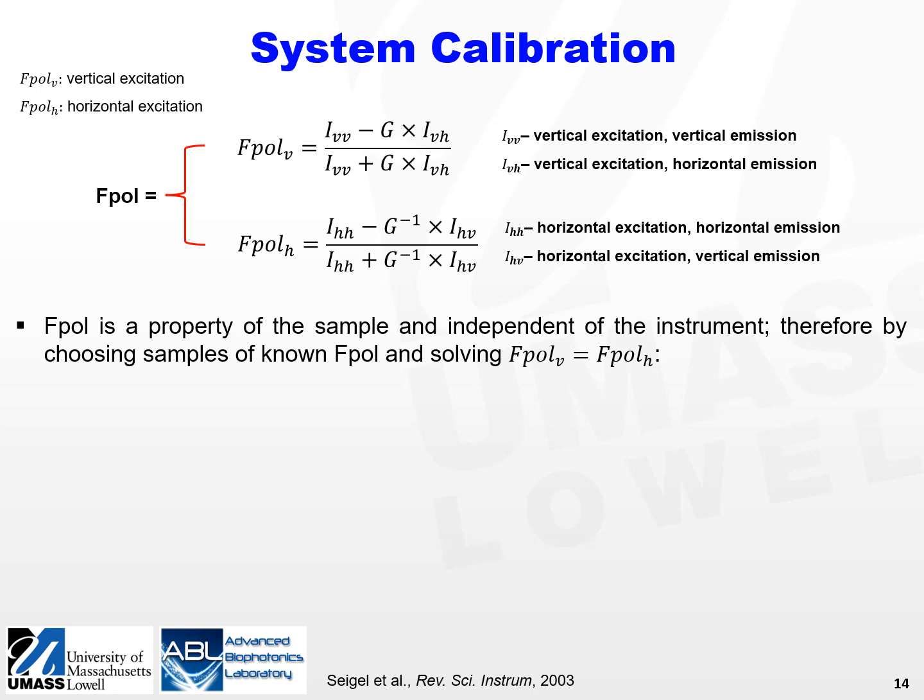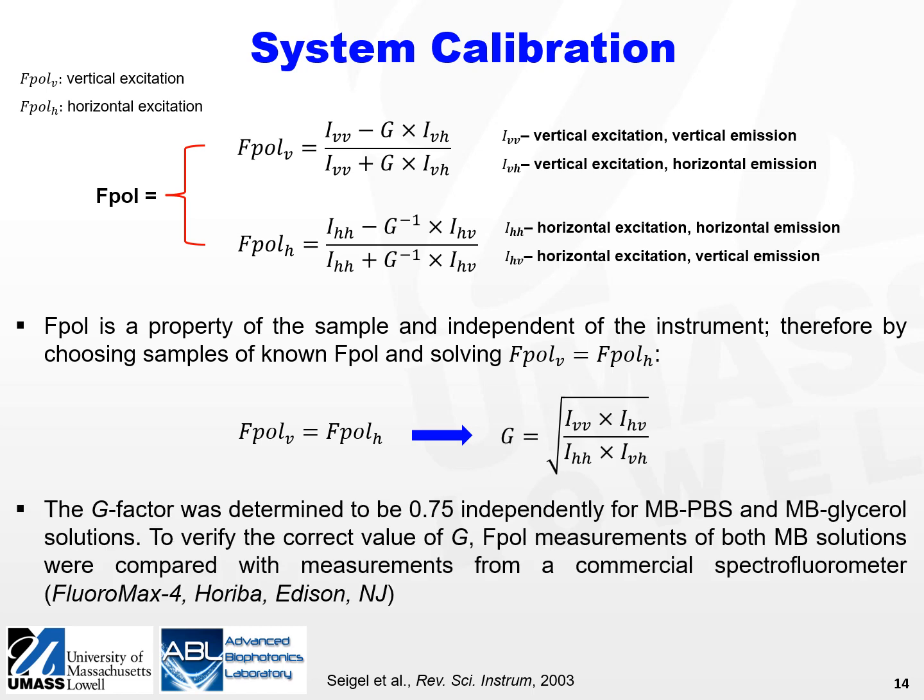Fluorescence polarization is a property of the sample and irrespective of the instrument that was used to measure it. Therefore, by choosing samples of known fluorescence polarization and solving, we can calculate the system G factor, which was determined to be 0.75 independently for both solutions. To verify the correct value of G, fluorescence polarization measurements of both solutions were compared with measurements from a commercial spectrophotometer.